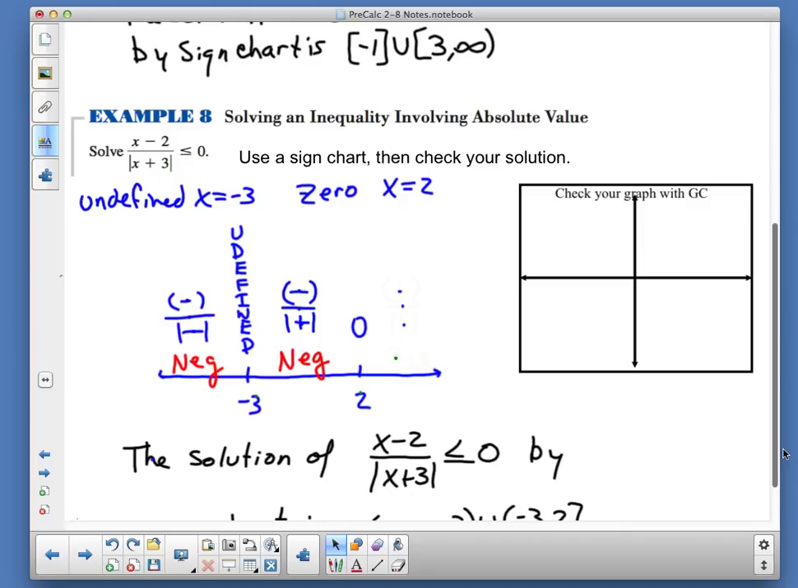5 minus 2 is positive. 5 plus 3 is positive. So I got a positive over an absolute value of a positive, which is still positive. And I've got my setup of my function: negative, negative, positive. Now, we're wondering when it's going to be negative.